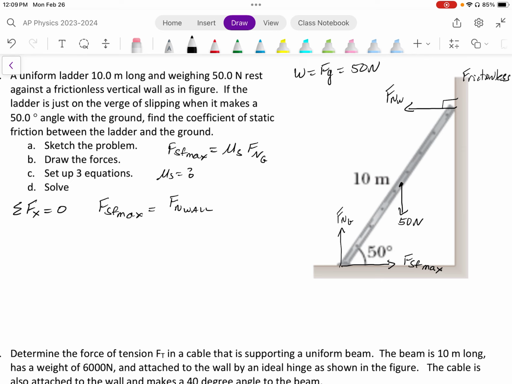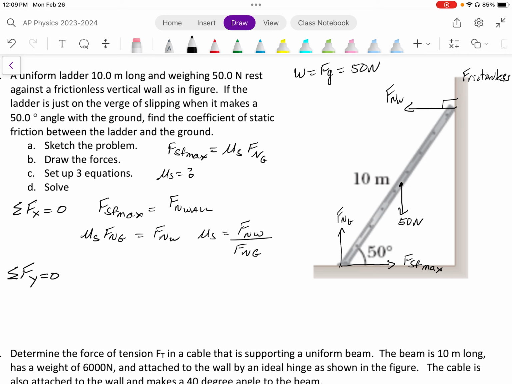Okay, great. I've been asked to find mu sub s, so I'm going to go ahead and plug in mu sub s times force normal from the ground is equal to force normal from the wall. I'm close. Mu sub s is equal to force normal from the wall divided by force normal from the ground. I just need to know those two forces and I can find mu sub s. Well, let's go find what we can find if we go to our next equation.